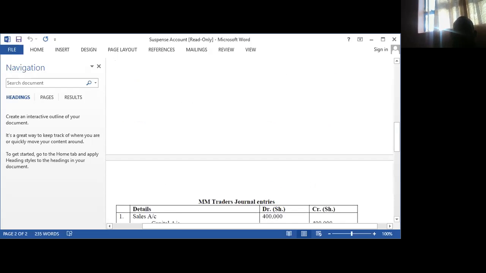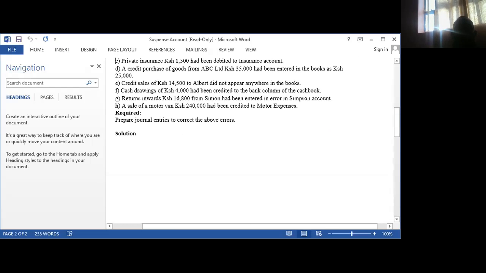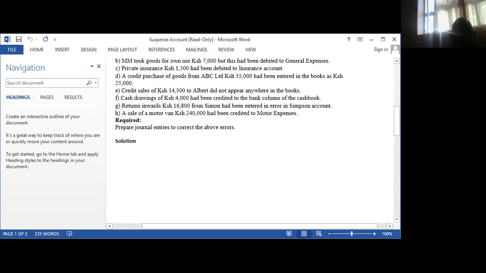We go to the next error, which is actually number 6. Cash drawings of 4,000 had been credited to the bank column of the cash book. It was cash, but it was recorded in the bank. That is now the mistake. Bank was not supposed to be affected because these drawings were in cash form.